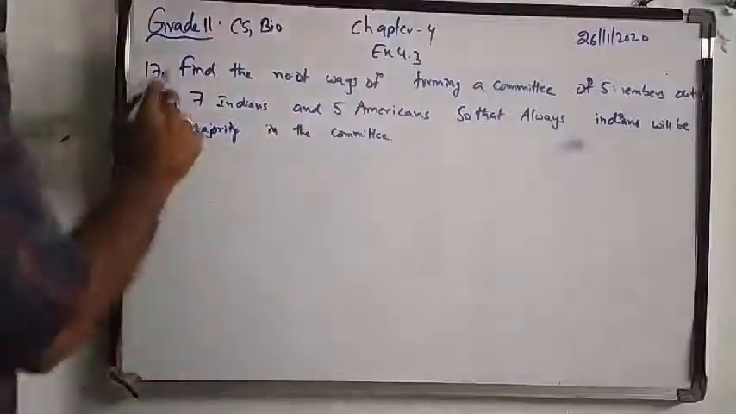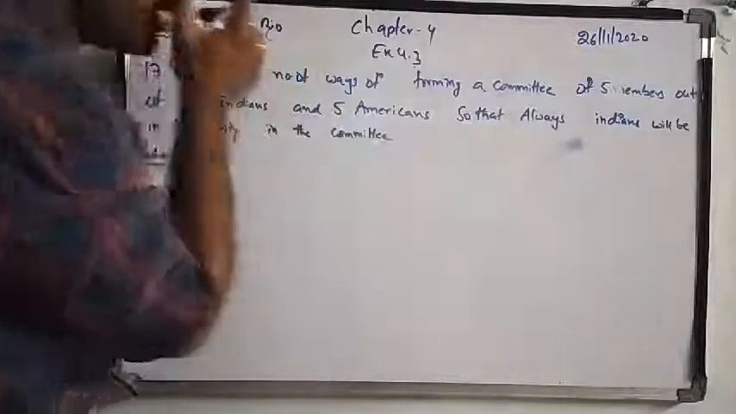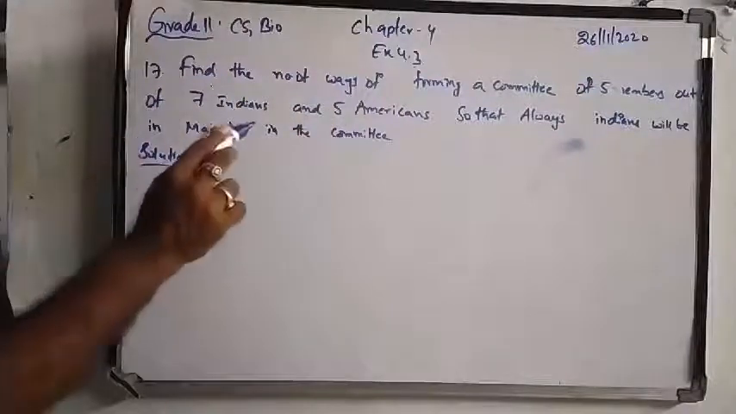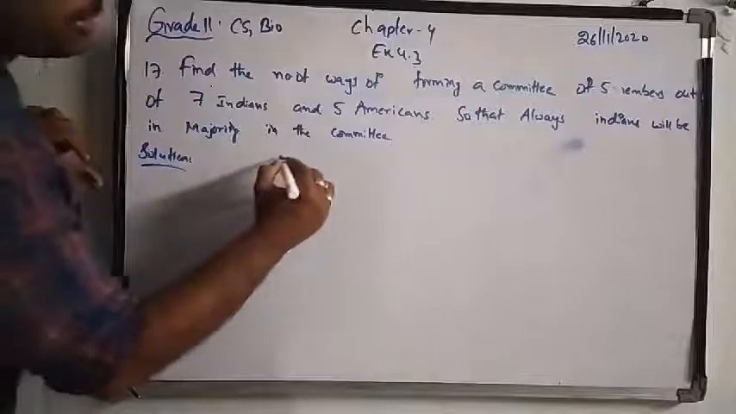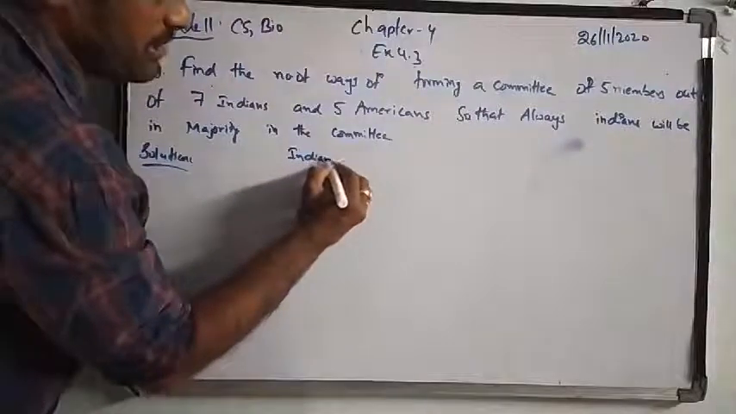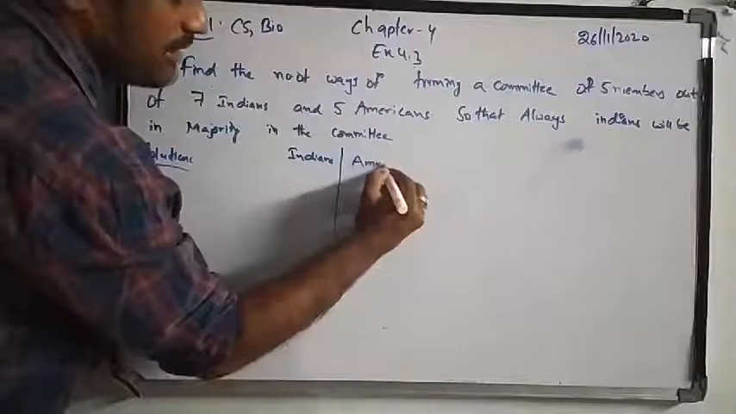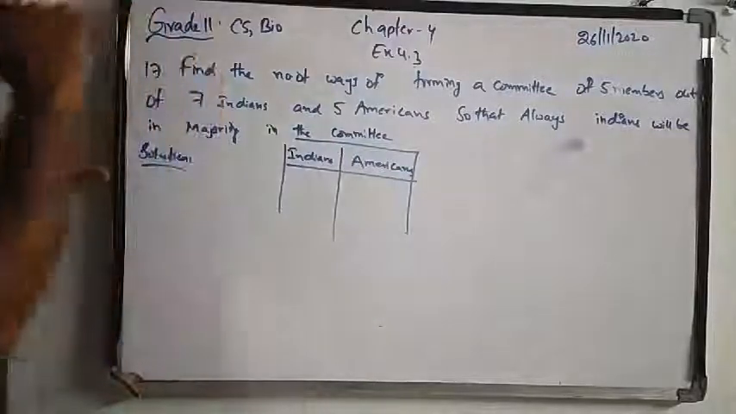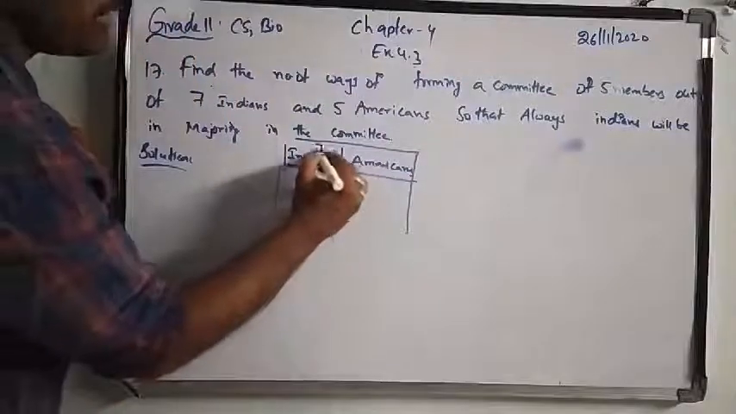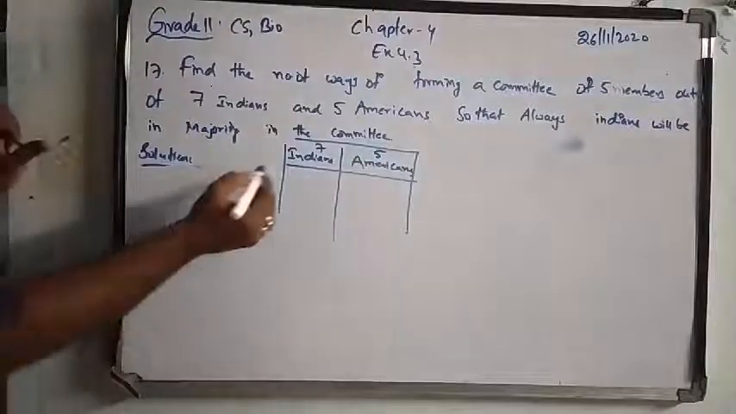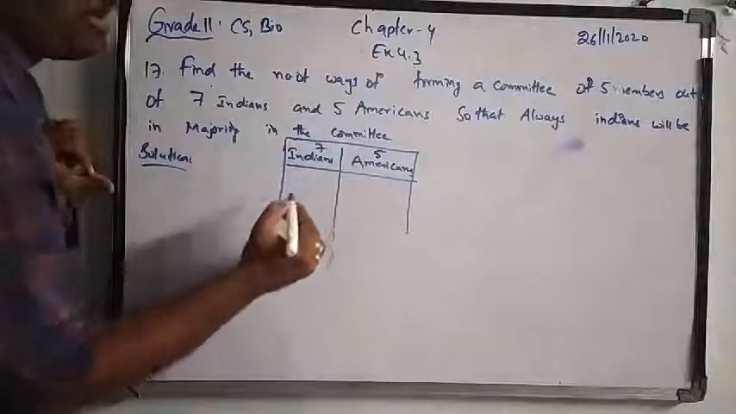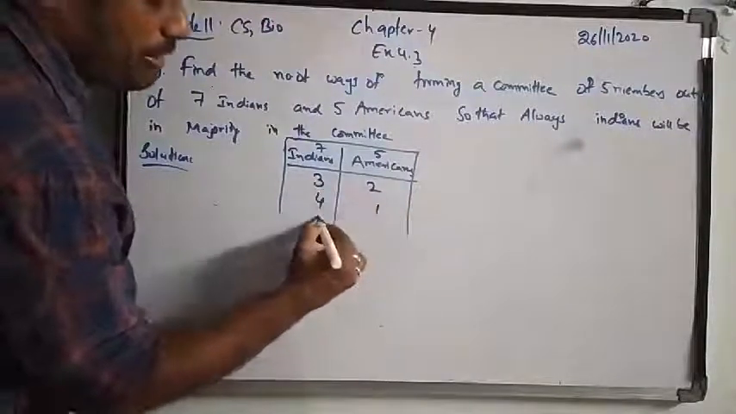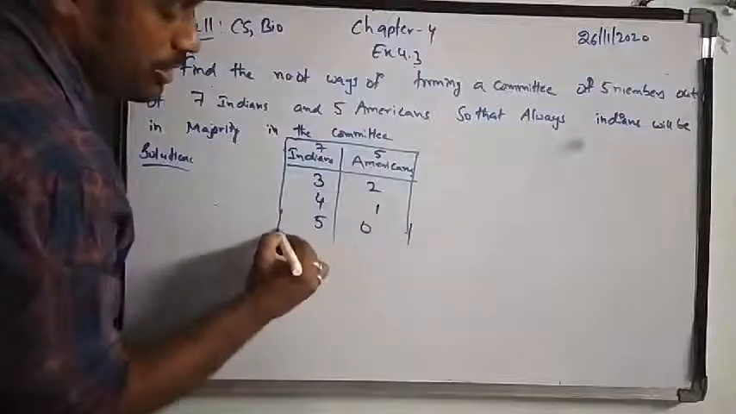The next question, 17th question: find the number of ways of forming a committee of 5 members out of 7 Indians and 5 Americans, so that always Indians will be in majority in the committee. So let us see this scenario, Indians and Americans. Indians should be the majority. So totally we have 7 Indians and 5 Americans. In this, the majority I can take as 3 Indians, so the remaining 2 will be Americans. Majority will be 4-1 or 5. I will not take even no Americans at all.